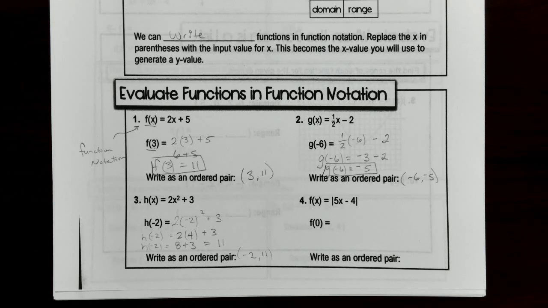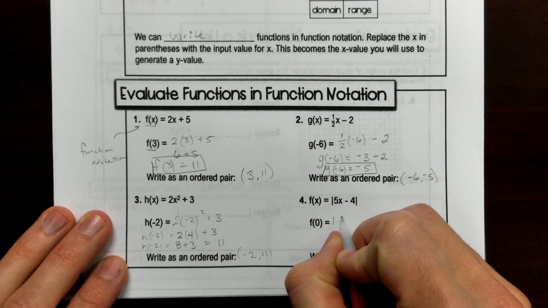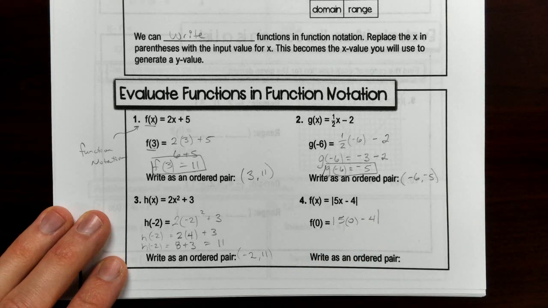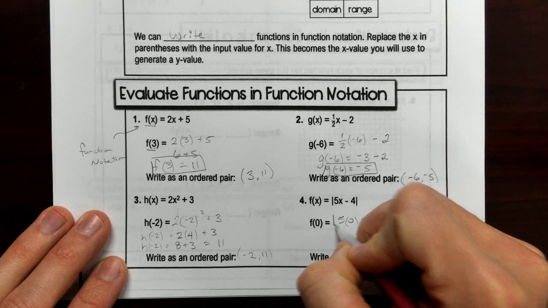So f of 0. You replace the x in 5x with 0, so it's 5 times 0 minus 4. Okay, and 5 times, let me stop you.